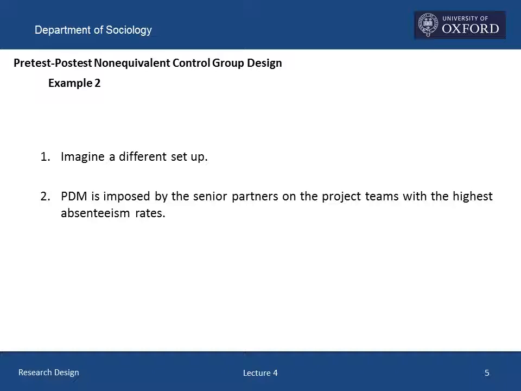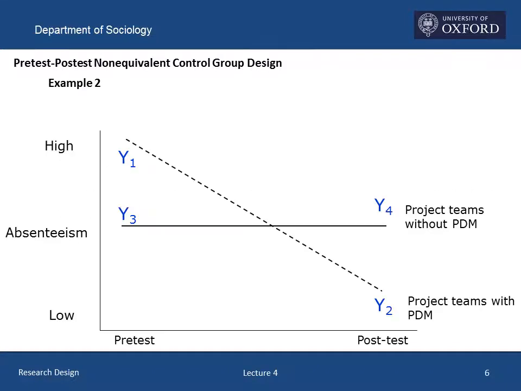Now imagine a slightly different scenario. Rather than allowing free choice, participatory decision-making is imposed by the senior partners on the teams with the highest absenteeism rates. This is what they now find. Nothing changes for the project teams without participatory decision-making, and a very sharp decrease occurs for teams who have had PDM imposed upon them.